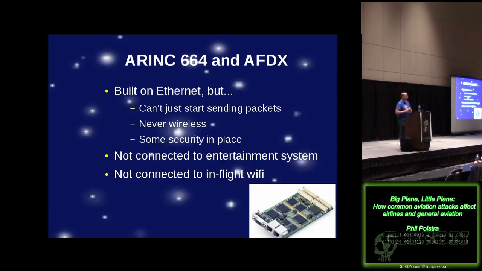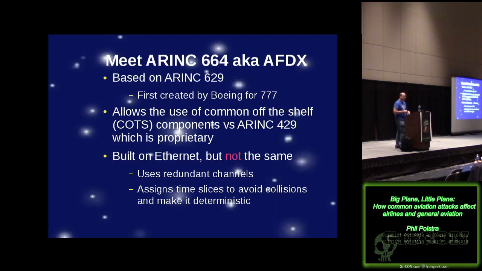Other things to know about this protocol: it's never wireless. There are reasons why they will run miles and miles of wire in a big airplane. It's because it's reliable, and there is some security in place. It's not directly connected to things like entertainment systems and in-flight Wi-Fi. Right? So this was originally developed in the 777, and as I said, lets you use common off-the-shelf stuff. Not the same as your father's Ethernet.